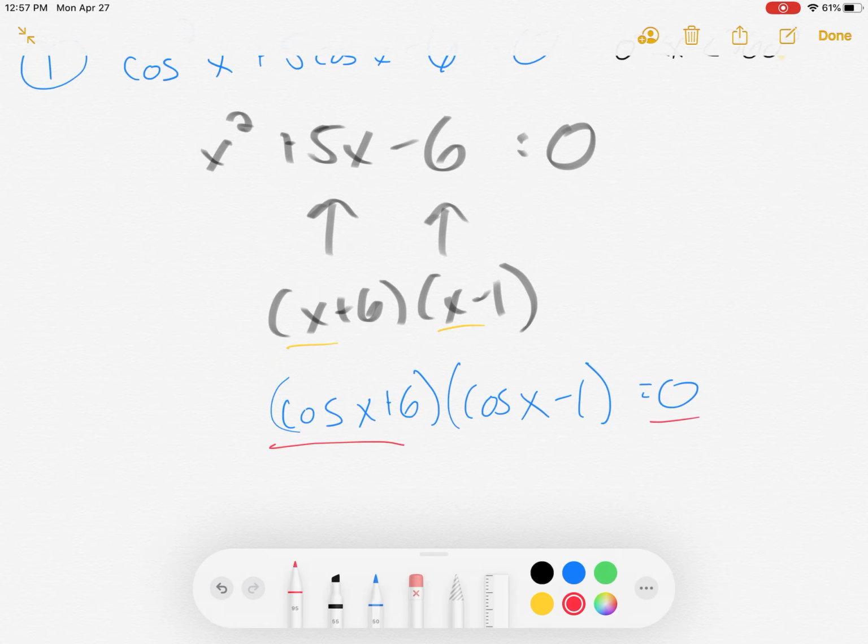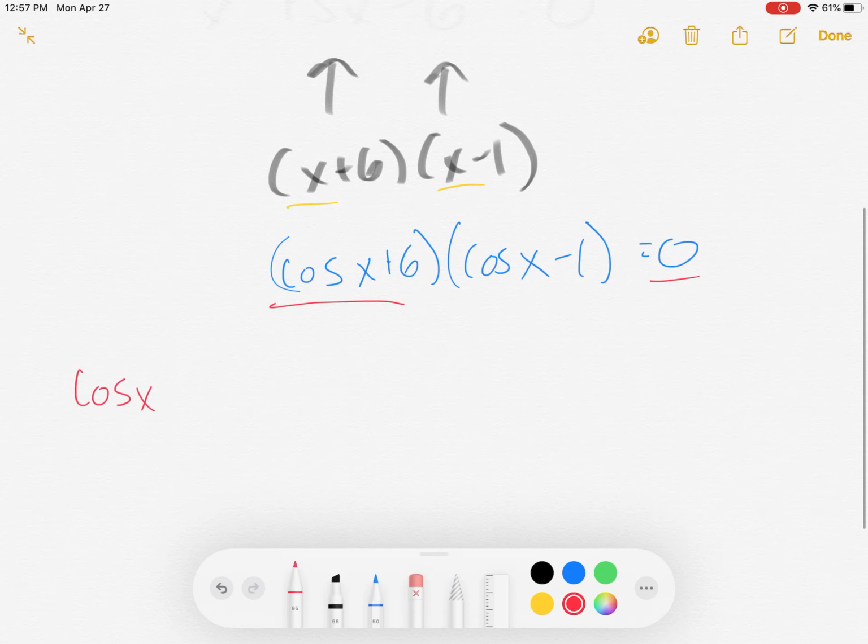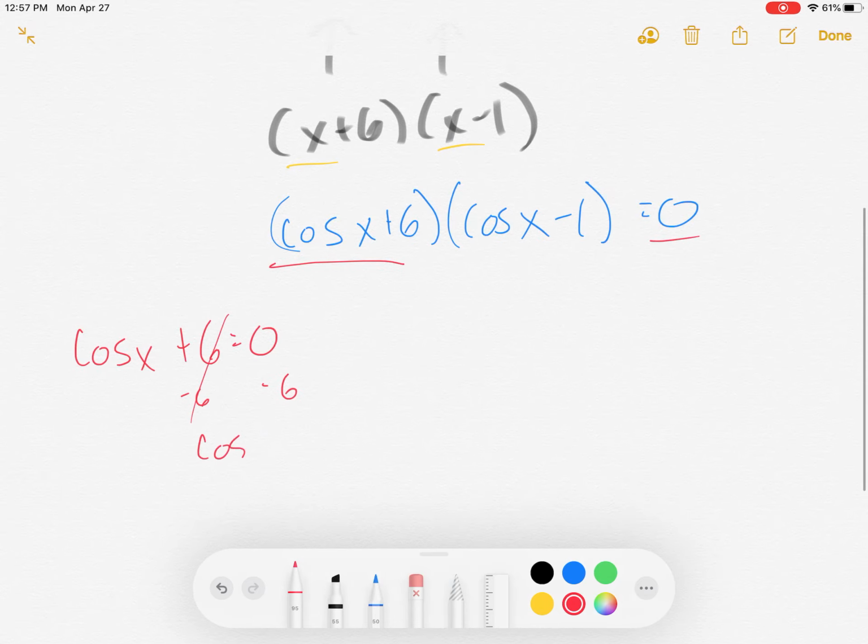Let's start by setting this equal to 0. Cosine of x plus 6 equals 0. Minus 6, minus 6. Cosine of x equals negative 6. If you go to your calculator, gg.gg/logancalc again. To get x by itself, we do an inverse cosine in degree mode, and it comes up with the inverse cosine of negative 6 as error.